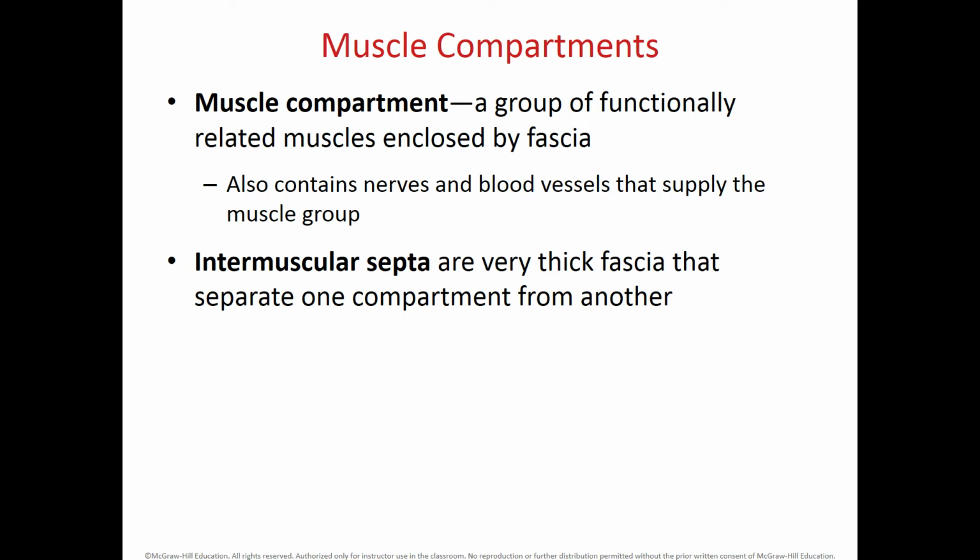And some of these muscles are separated from each other in this muscle compartment by septa, which are thick fascia that separates one compartment from another and one muscle from the other. For instance, in the thigh, the binding of muscles by the tension of this fascia contributes to this compartmentalization of the muscles.